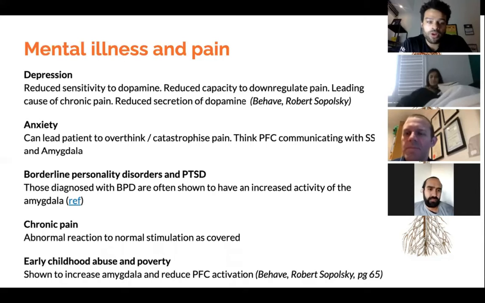So we also have borderline personality disorders and post-traumatic stress syndrome. Borderline personality disorder and other personality disorders are heavily correlated to child abuse. Child abuse, as we will see with the findings from the research which I've quoted, causes a hyperactivity or an overactivity of the amygdala. The amygdala is hypersensitive again. Those diagnosed with BPD, so borderline personality disorder, are also often shown to have an increased activity of the amygdala. With post-traumatic stress syndrome, we can expect similarities there.